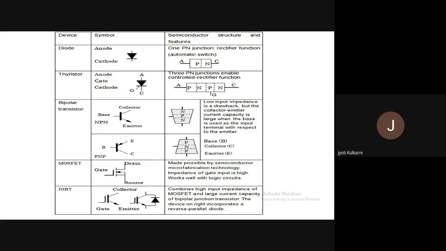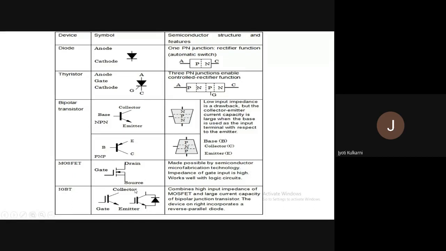Okay. Now it comes to the BJT part. The BJT is having two types. One is PNP, another one is NPN. So PNP and NPN having three terminals: base, collector, and emitter. Now it is having low input impedance, but the collector emitter current capacity is very large in the transistor.